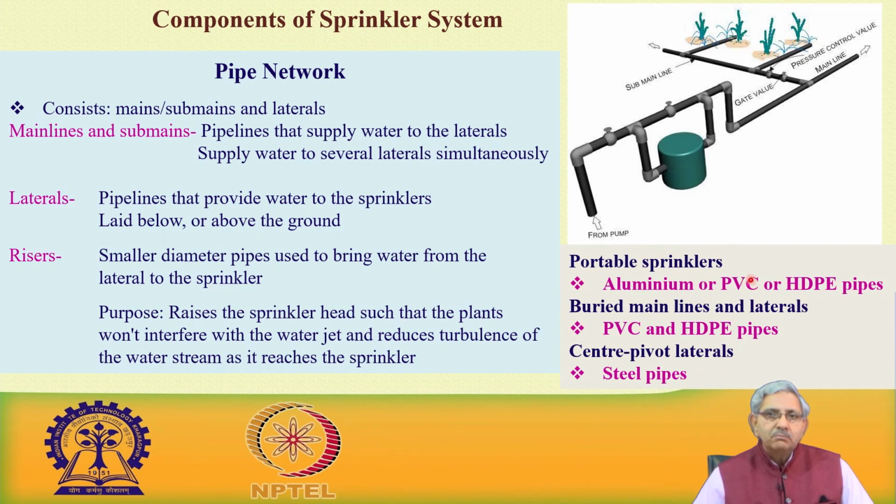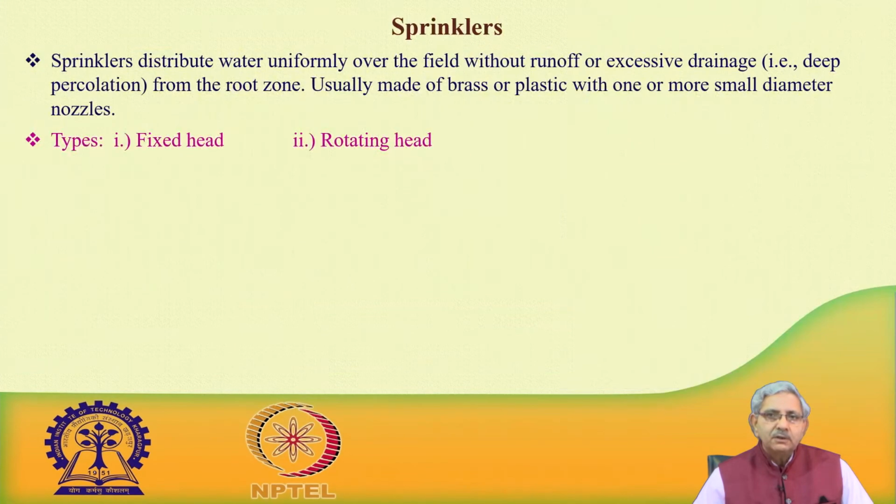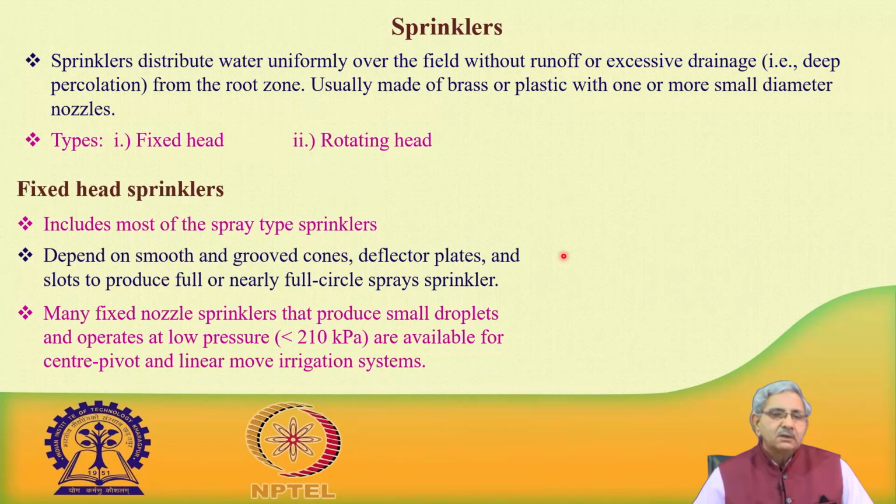So, portable sprinklers, it could be aluminum, PVC. Now, aluminum pipeline is not used, it could be made up with the PVC. These pipelines are made up of PVC or HDPE. Sprinklers can be fixed type sprinklers or rotating head sprinklers. Fixed head sprinklers are spray type sprinklers.